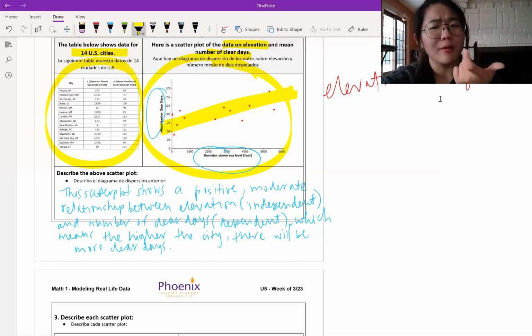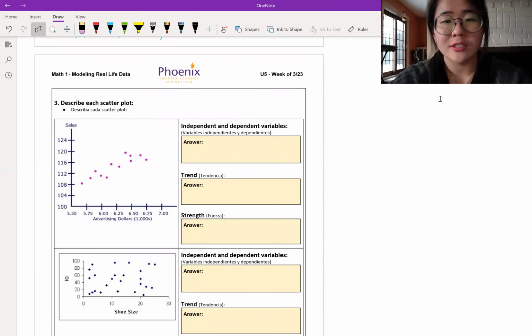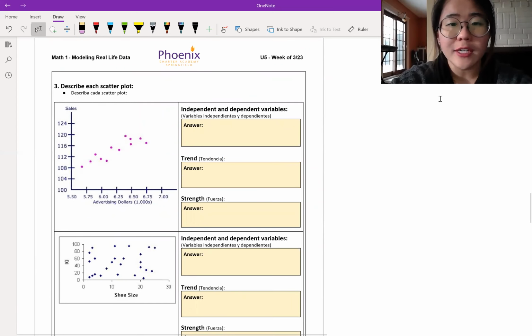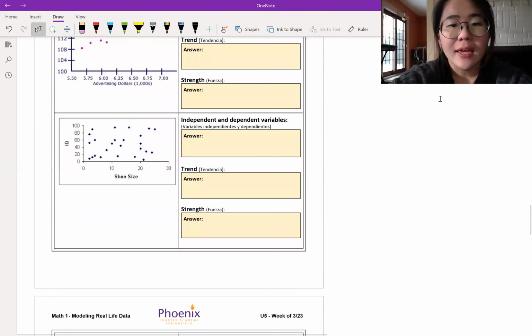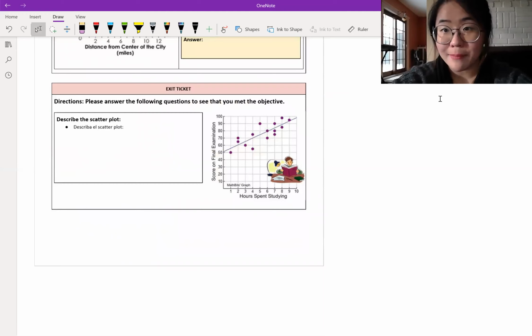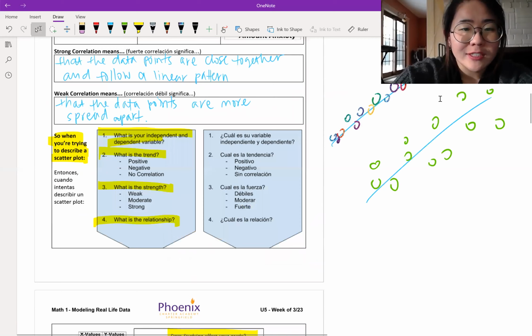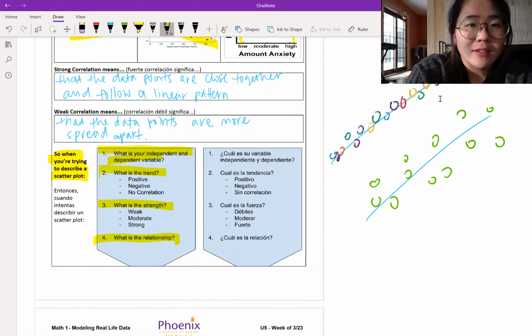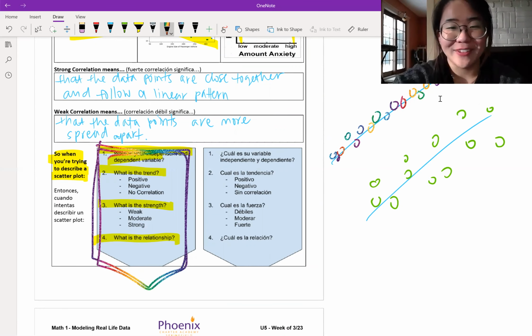But if you have questions about how do you know the difference, make sure you comment below and I can talk about it in our live session tomorrow. But yeah, thanks for following along so far. Basically, what's next is you just need to finish the practice problems. You have number 3, where you're identifying or describing the scatter plot, and you want to do your exit ticket, which is the same idea. Make sure that you're going through these 4 questions whenever you're describing, all right? This is going to be your best friend right here. These 4 questions is what you really just need to remember when you're doing these problems.